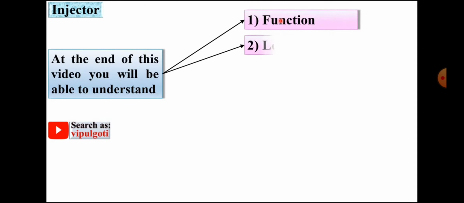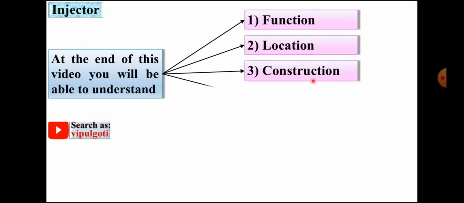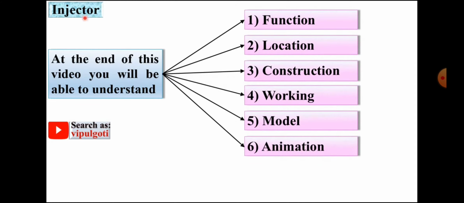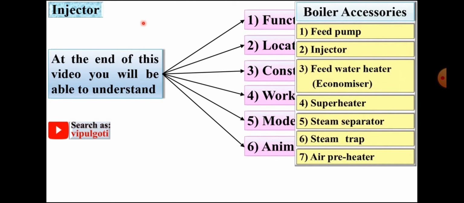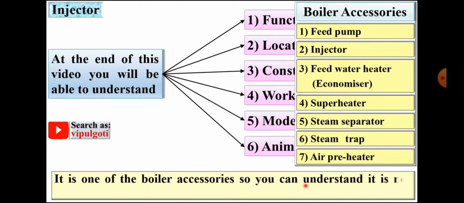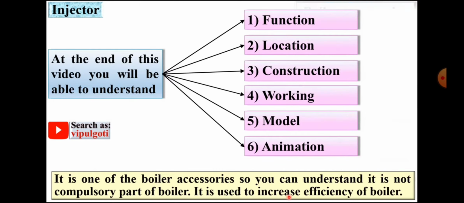At the end of this video, you will be able to understand function, location, construction, working, model and animation of the injector. And these are the boiler accessories, and here you can see the injector. In the last video we have discussed about the feed pump. So in short we can say it is one of the boiler accessories. It is not compulsory part of the boiler, but it is used to increase the efficiency of boiler.